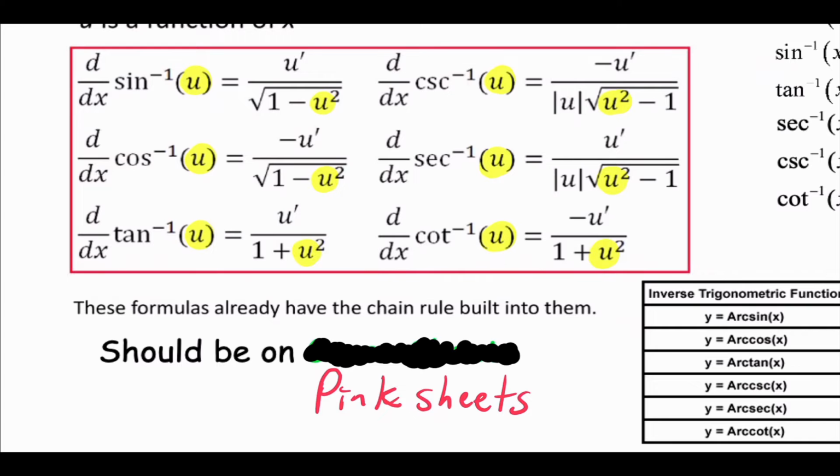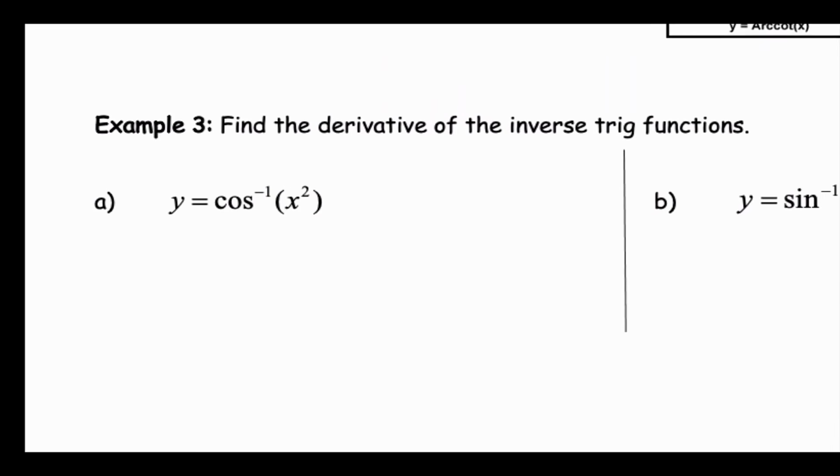These formulas already have the chain rule built into them. So if we have to use the chain rule, just use the formula. You don't have to use the chain rule separately. Because if there's multiple stuff in here, like 3x, 4x, x squared plus 10, then you would have to use the chain rule. But it's already built into these. That's why I use these instead. Okay, all right, let's go.